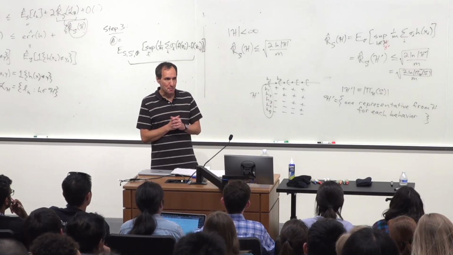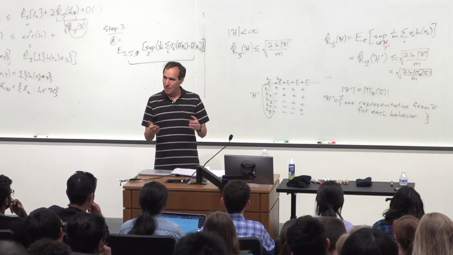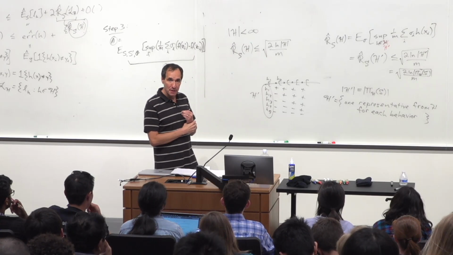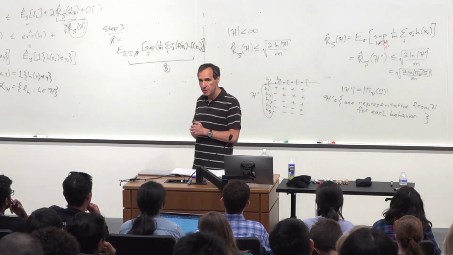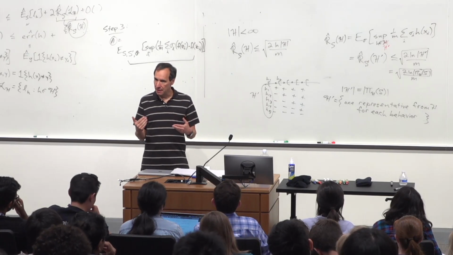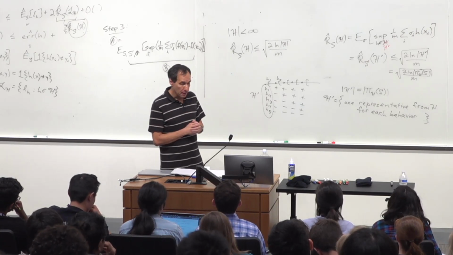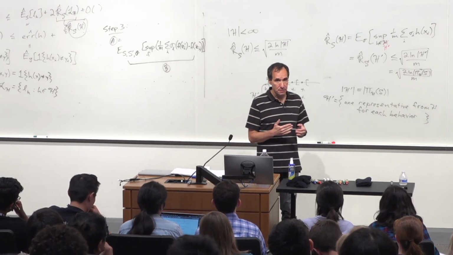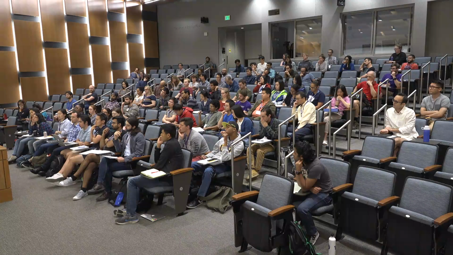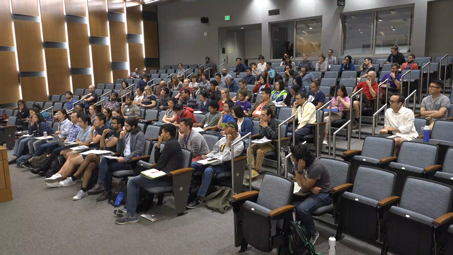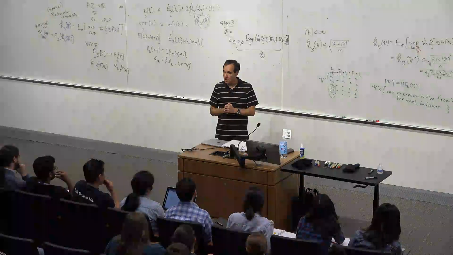So let's go back to the PAC model. In the PAC model, you remember that we require that for any distribution, the learning algorithm has to be able to come up with a hypothesis with low generalization error. So for any epsilon, if you give this algorithm enough data, it should be able to get error below epsilon.